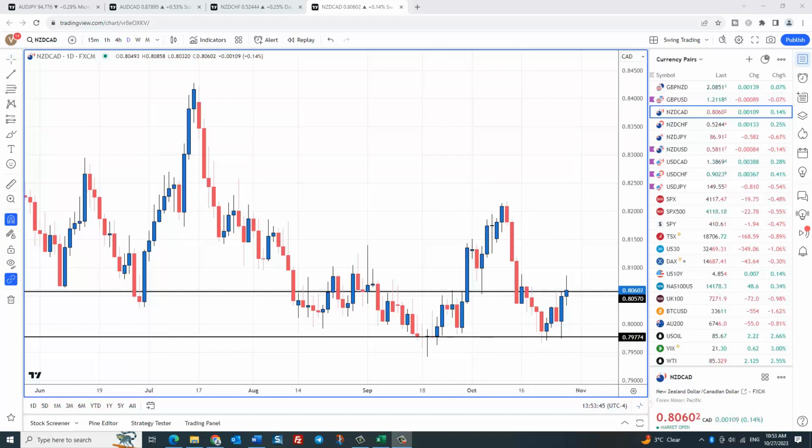Now, let's say that you don't want to risk that much, or maybe you simply can't because of your account size. Maybe it's too small. So what you need to do then is find a way to get long using a smaller time frame pattern.